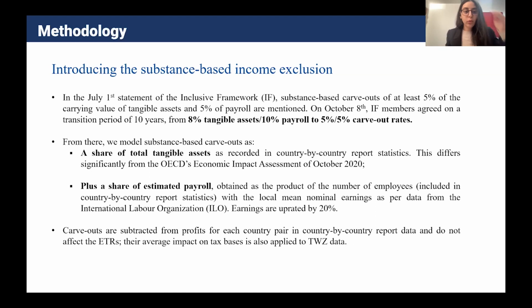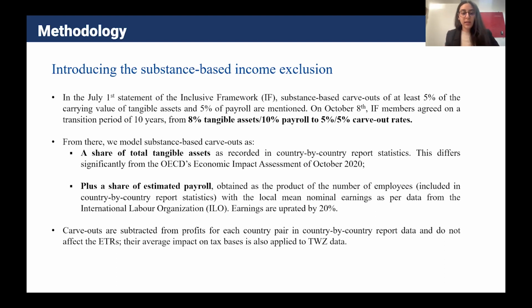Then another important rule in this Pillar 2 is the substance-based income inclusion, or what they call the carve-out. The carve-out, as you might know, is an amount that the company is able to subtract when adding the top-up tax. So basically, when you want to add the top-up tax of 15% on the profits, you can subtract from the profits an amount which is 8% of the tangible assets and 10% of the compensation of employees, or payroll. According to the rules, this will happen in the first year. Then throughout the years, there's a 10-year transition period at the end of which these carve-out rates are going to be reduced to 5% of tangible assets and 5% of the payroll.